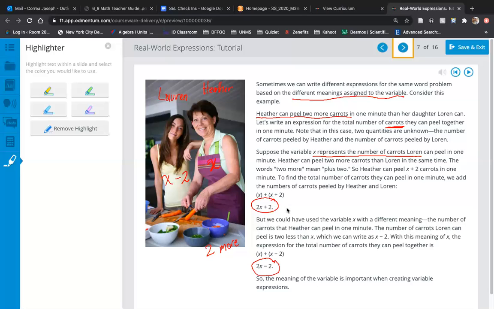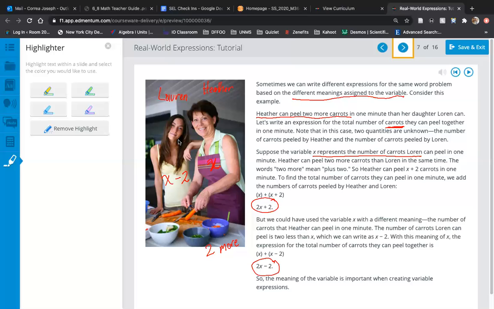But again, they are actually both correct as long as we define those variables in the right order, right? So a lot of times on tests, they tell you what variable means what. So they would tell you, okay, X represents how many Lauren peels, or X represents how many Heather peels. If they don't, right, you need to define the thing.